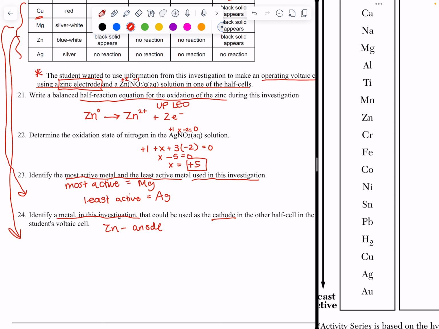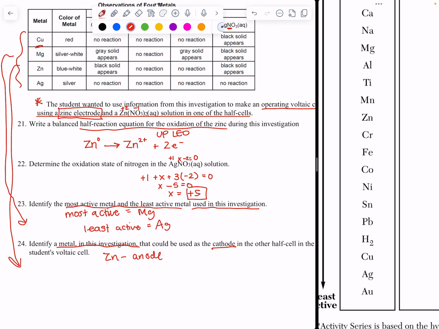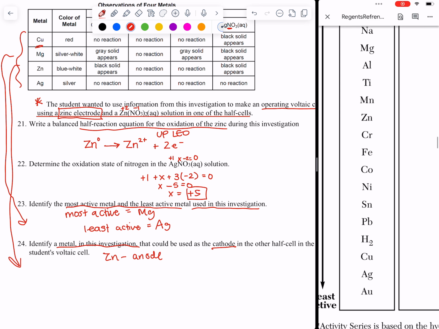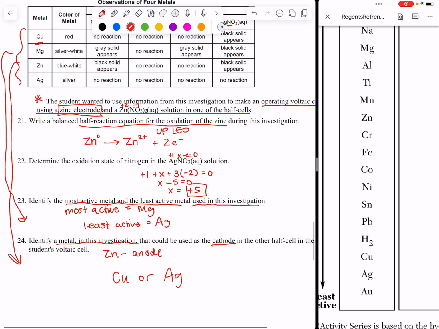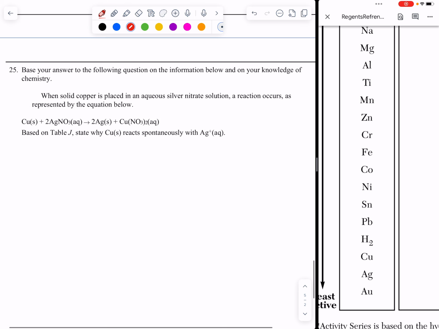So zinc is my anode. Which one is my cathode? It just has to be the one that's below zinc. If I find zinc on table J, I actually find copper and silver below zinc. So you could have answered copper or silver. Both are correct. And the last question, 25.